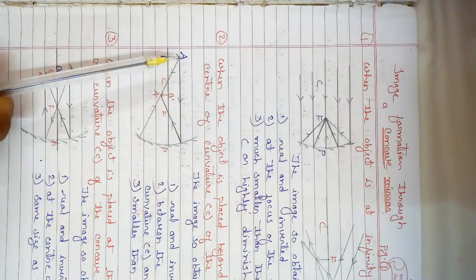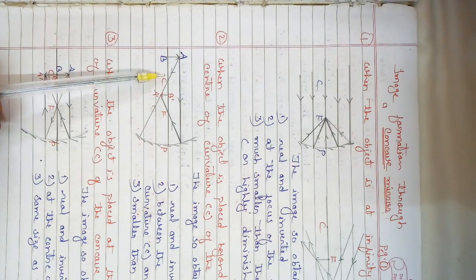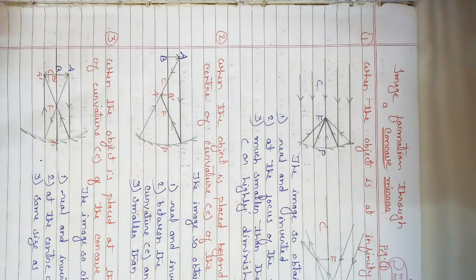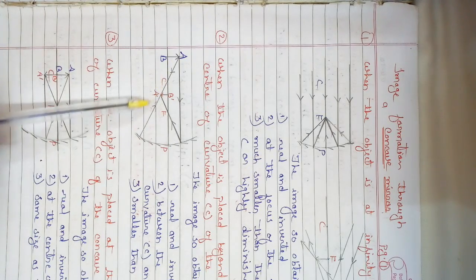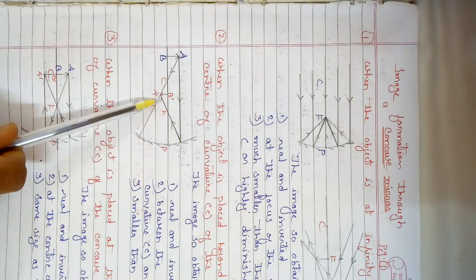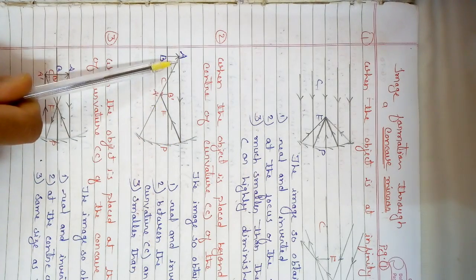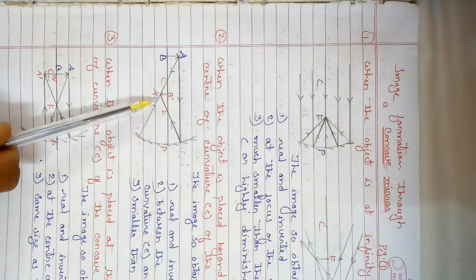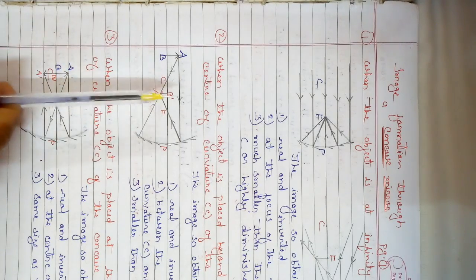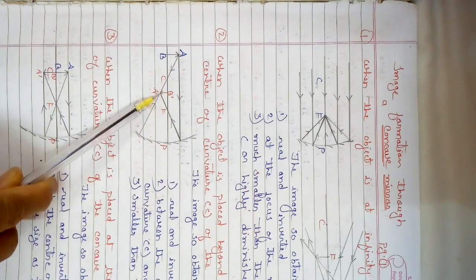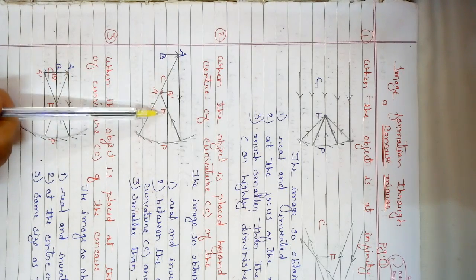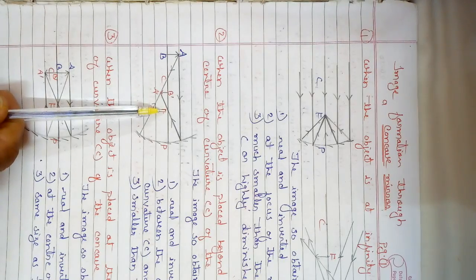Second, when the object is placed between infinity and beyond the center of curvature, here we are going to consider one ray which is parallel to the principal axis, and one ray which is passing through the center of curvature. The ray which is parallel to the principal axis will pass through the principal focus of the concave mirror, and at the point at which these two rays intersect, we will get the image formed. In this condition, we get a real inverted image which is smaller than the object and which will be formed between the center of curvature and principal focus of the concave mirror.